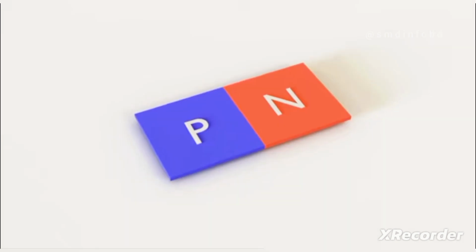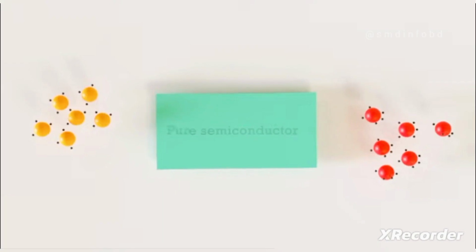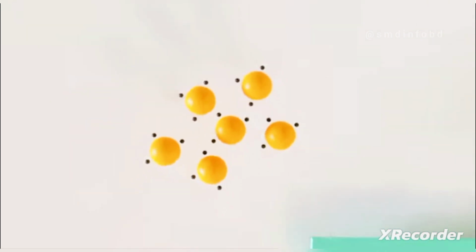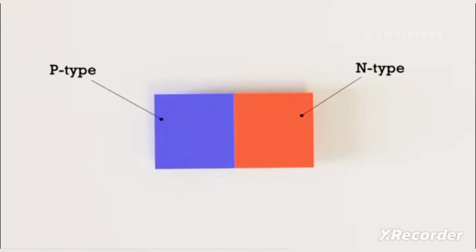Now, let's see how p and n-type semiconductors are used to construct a diode. To form a PN junction diode, a single piece of pure semiconductor is half doped with a trivalent impurity, and the other half is doped with a pentavalent impurity. As a result, half of the material becomes a p-type semiconductor, and the other half becomes an n-type semiconductor.